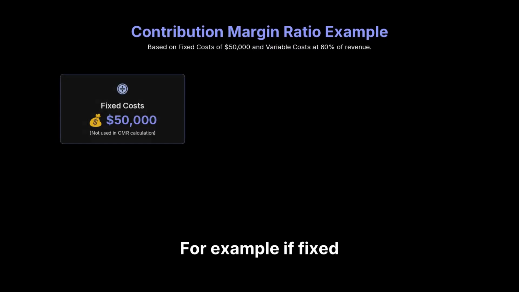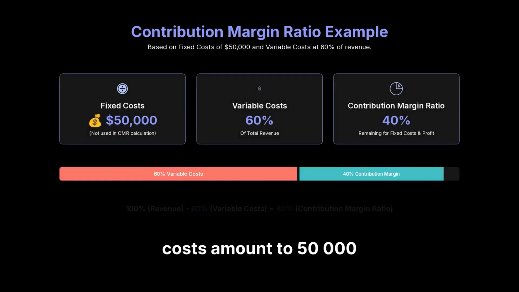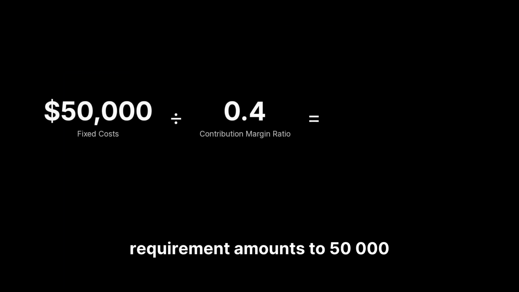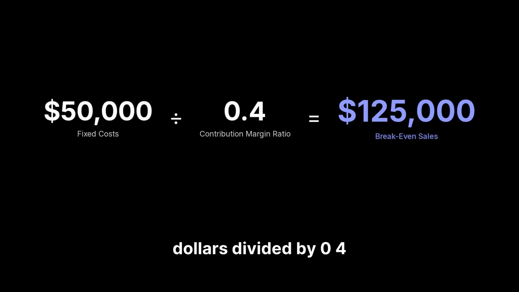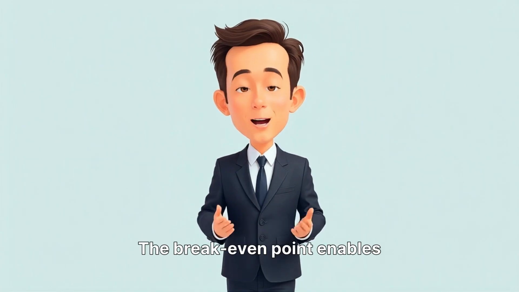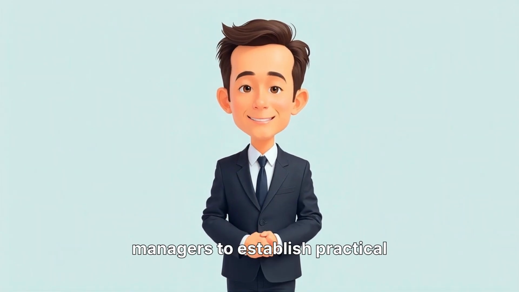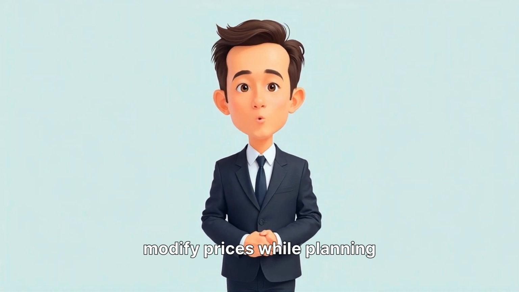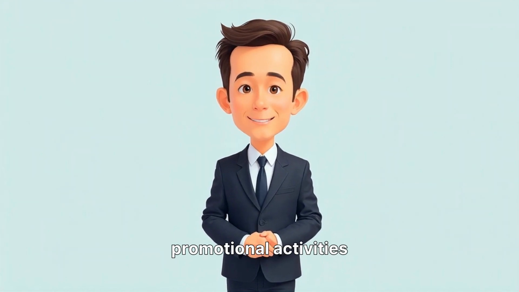For example, if fixed costs amount to $50,000 and variable costs are 60% of all revenue, the contribution margin ratio stands at 40%. Therefore, the break-even sales requirement amounts to $50,000 divided by 0.4, which equals $125,000. The break-even point enables managers to establish practical sales targets, helping them modify prices while planning promotional activities.